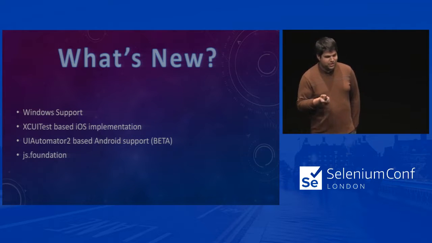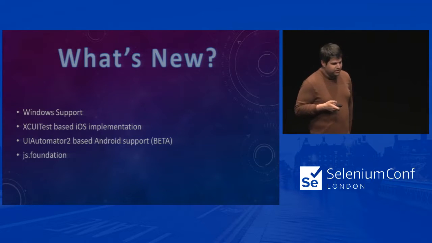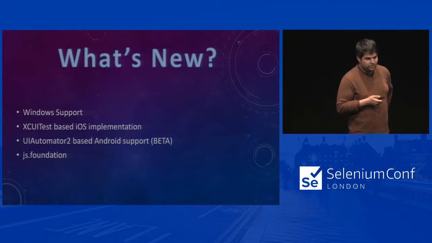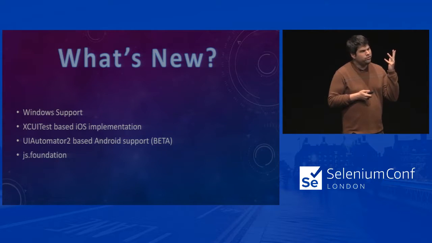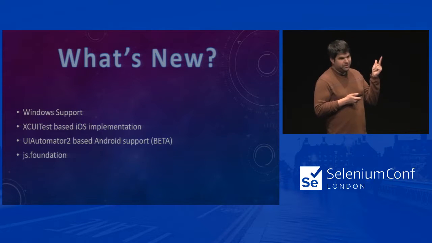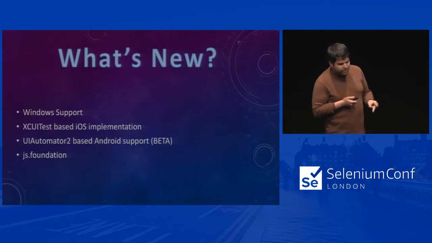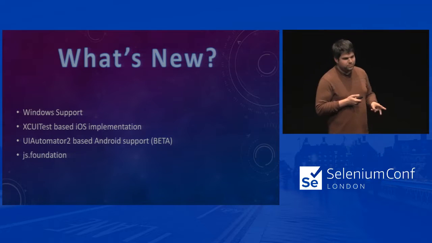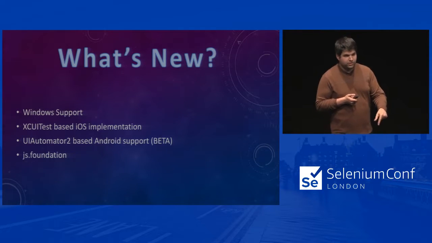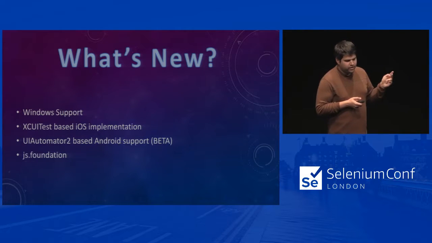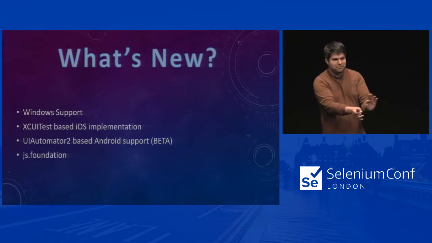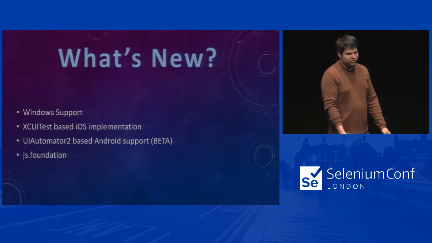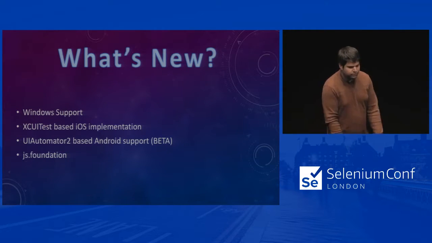UI Automator 2 based Android support beta is in there. So we've upgraded to a newer Android automation framework. So you now have three options in Appium. There's a Selendroid-based implementation, there's a UI Automator-based implementation, and there's UI Automator 2. So for really ancient Android devices, you can use Selendroid. For ones that are just moderately old, you can use UI Automator, and then UI Automator 2 now going forward for newer ones. And like I said, it's all the Appium protocol. You don't have to worry about which one you're using. We sort that out for you.